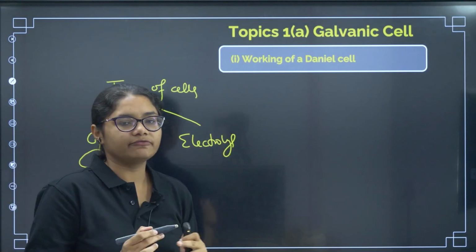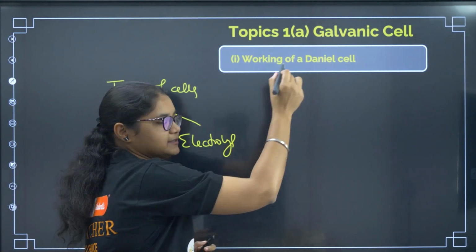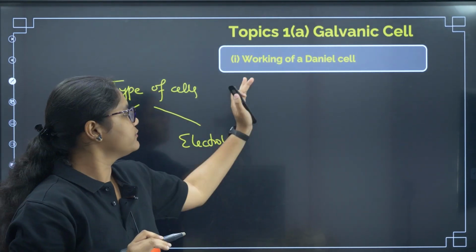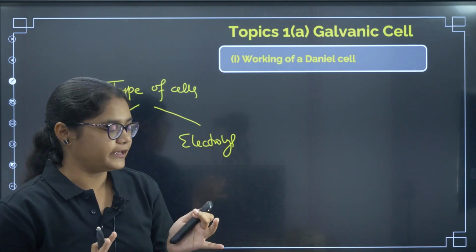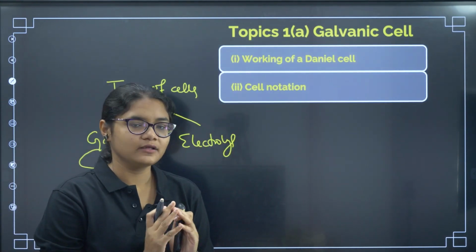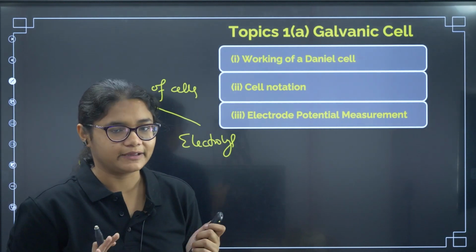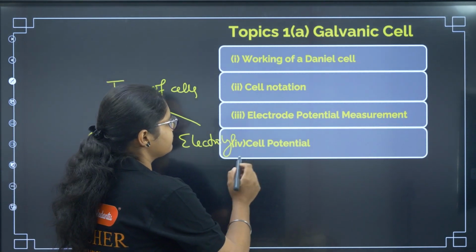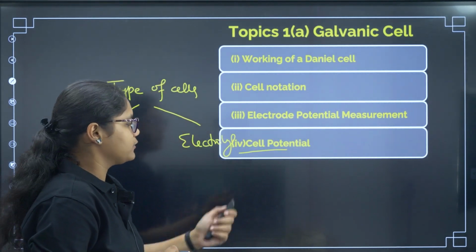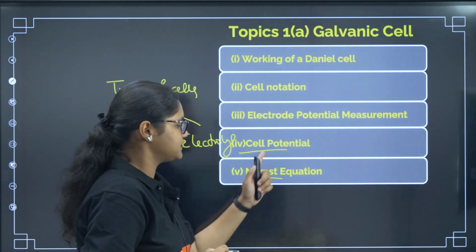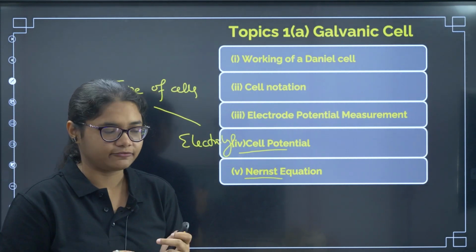So first is working of a Daniell cell. Daniell cell is an example of a galvanic cell. So we'll study what the basic principle is here. Next is your cell notation. Then we have electrode potential. What is electrode potential? How is it measured? That we'll see. Next we have cell potential. How to calculate it? Nernst equation. What is the difference between cell potential and the Nernst equation?